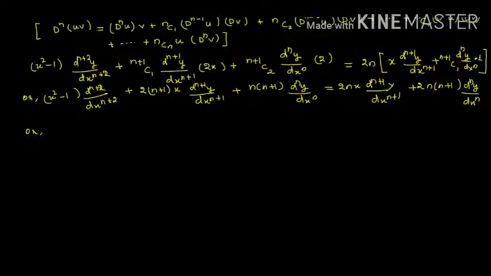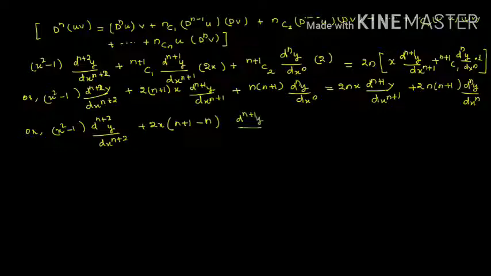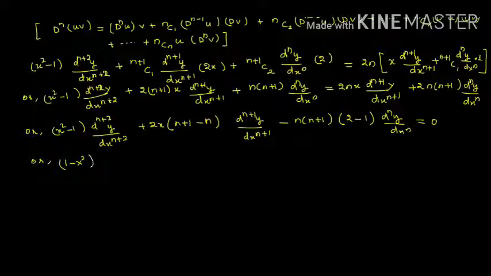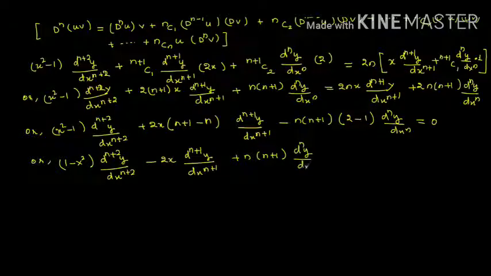Or x square minus 1 into dn plus 2 y by dx n plus 2 plus 2x into n plus 1 minus n into dn plus 1 y by dx n plus 1 minus n into n plus 1 into 2 minus 1 into dn y by dxn is equal to 0, or 1 minus x square into dn plus 2 y by dx n plus 2 minus 2x dn plus 1 y by dx n plus 1 plus n into n plus 1 into dn y by dxn is equal to 0.